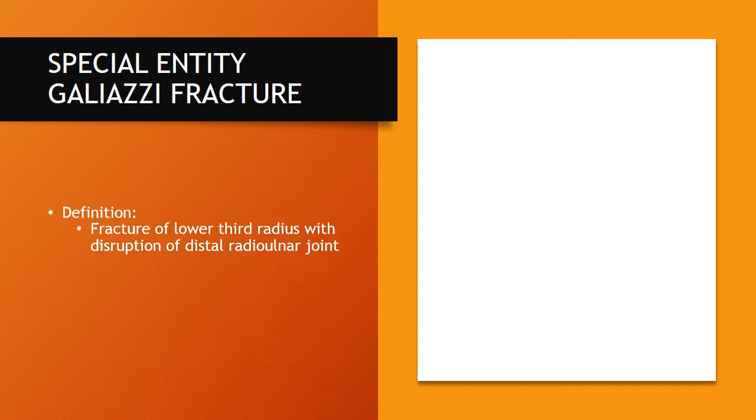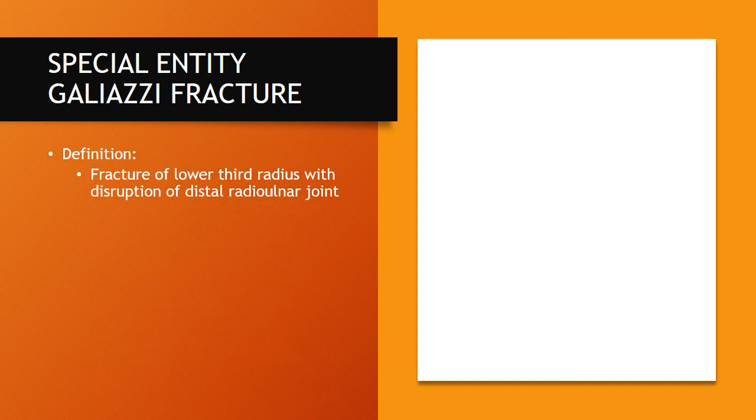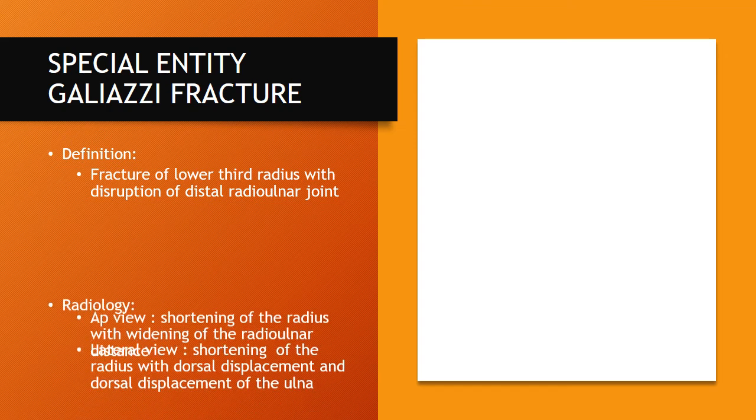Speaking about entities, we have two special entities, called Galeazzi fracture and Monteggia fracture. Beginning with Galeazzi. What is Galeazzi fracture? The definition: this is a fracture of the lower third radius with disruption of the distal radioulnar joint. We can remember now that both bones are connected together proximally and distally, and midway, proximally by the proximal radioulnar joint, distally through the distal radioulnar joint and the interosseous membrane. So, in the case of a fracture of the lower third radius, alone or isolated, there will be shortening, and so the distal radioulnar joint will be disrupted.